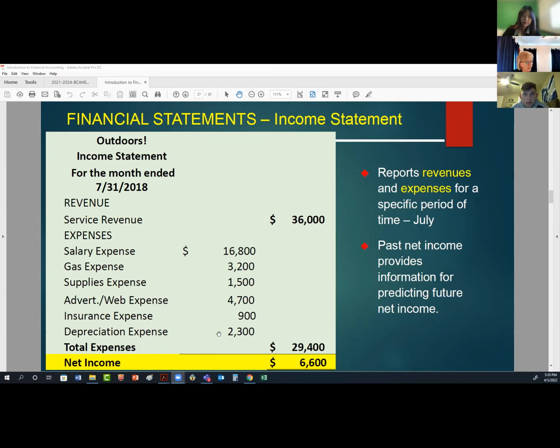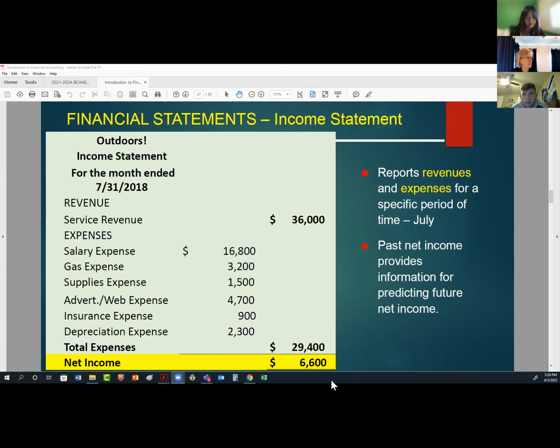Okay. Here are expenses, salary, gas, supplies, etc. And they add up to 29,400. You subtract expenses from revenue and you get something called net income. Net income is called more commonly profit, but in accounting, we call it net income. If your expenses are higher than your revenue, this would be a negative number and we'd call it net loss.